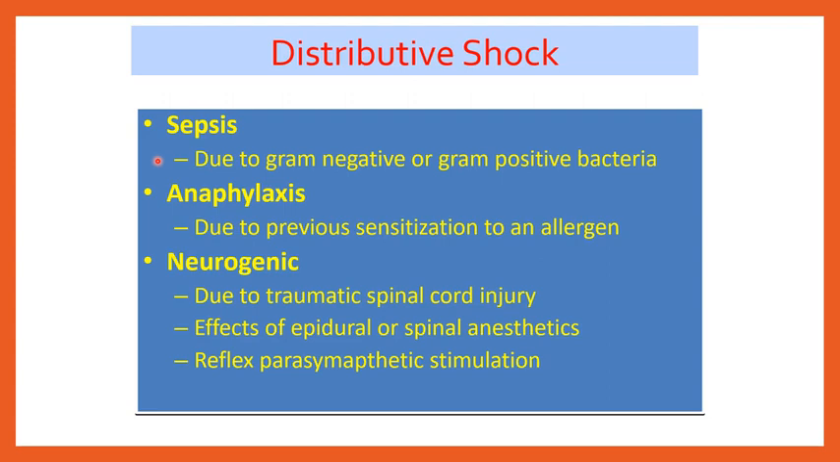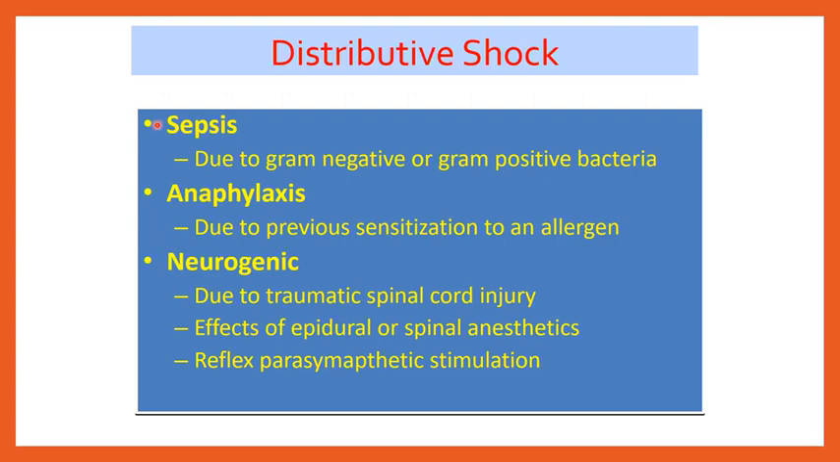Distributive shock is also called low resistance or vasogenic shock, where there is no compromise of cardiac output or decreased cardiac output. What happens in this type of shock is that there will be increased capacity of the vascular space because of sudden, increased vasodilation of the blood vessels. So because of the vasodilation, there will be increased capacity of the vascular blood.